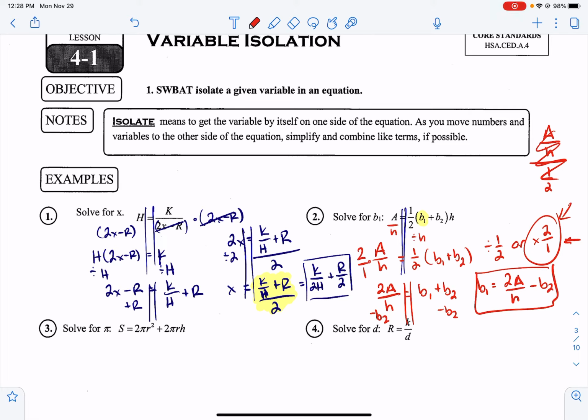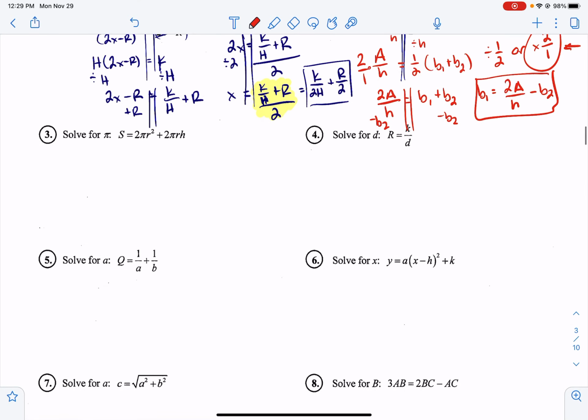All right, maybe some tricks, some things you guys haven't seen for a while. Number 3, solve for pi. So I need to get pi by itself, but there's more than one pi. And I can't add these together because one of them has an h and one of them has an r squared. So instead of trying to add these together, the trick that we do when there's more than one pi and things don't go together is we factor it out.